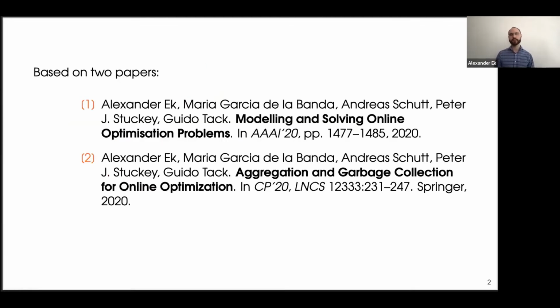Right, so I should first mention that what I'm talking about here is based on two published papers that I published together with my supervisors during my PhD candidature. So if you want more information, you can have a look at those. And if you're wondering, right now I'm writing up my thesis.